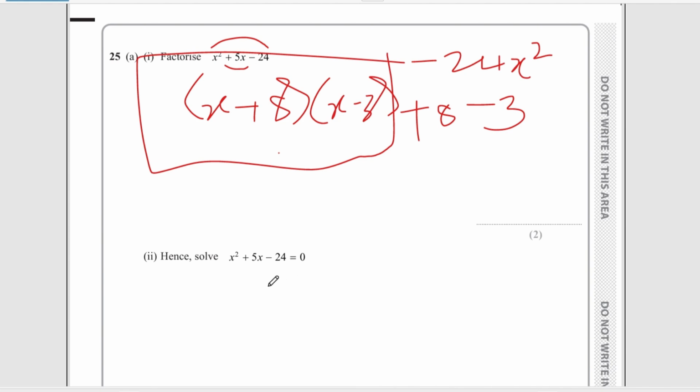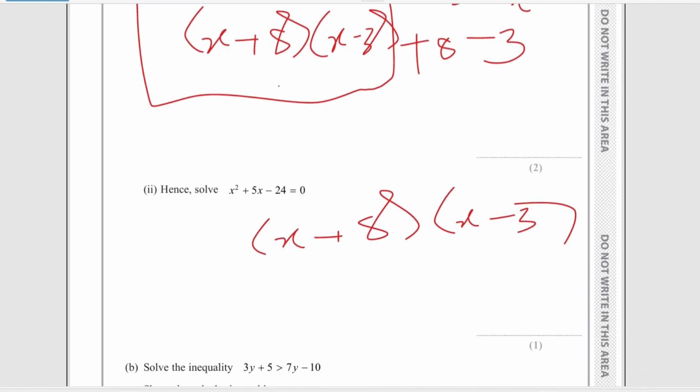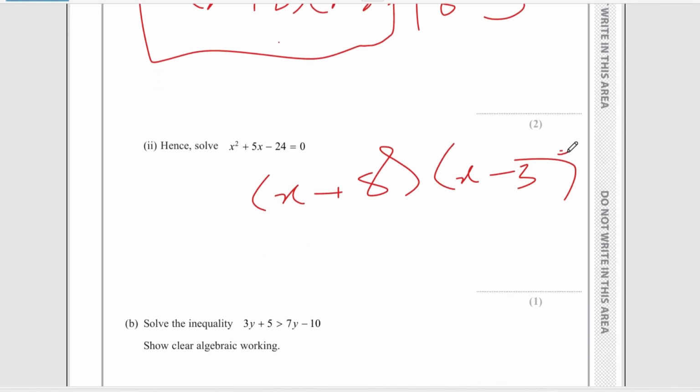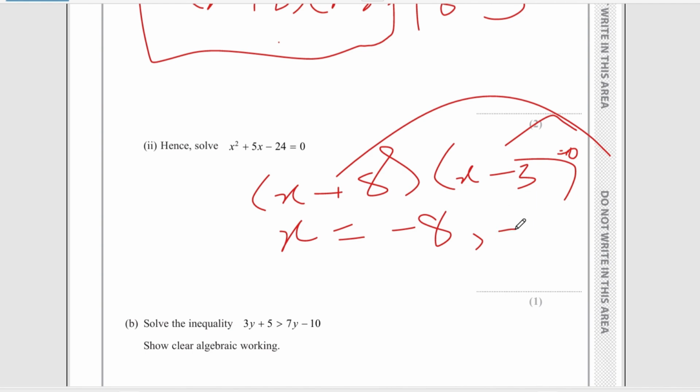Now they said solve. So since you factorize as x plus 8 and x minus 3, what you just need to do now is to equal to 0. Okay, so each of this is equal to 0. X plus 8 is equal to 0. When you take plus 8 to the other side, x will become negative 8. And when you take minus 3 to the other side, it will become positive 3. So x is negative 8 or positive 3.